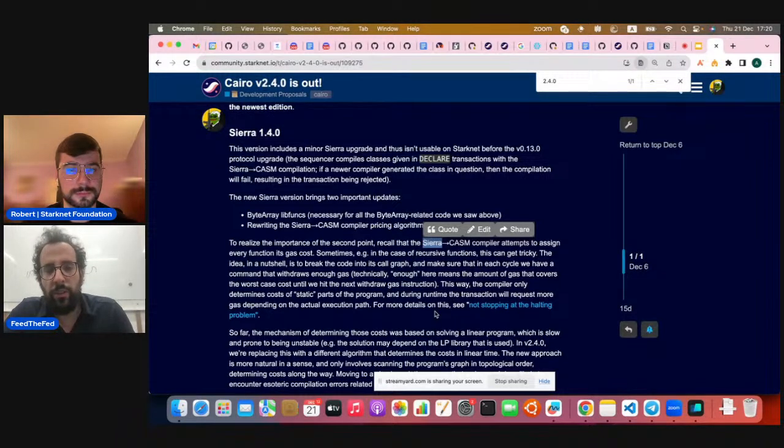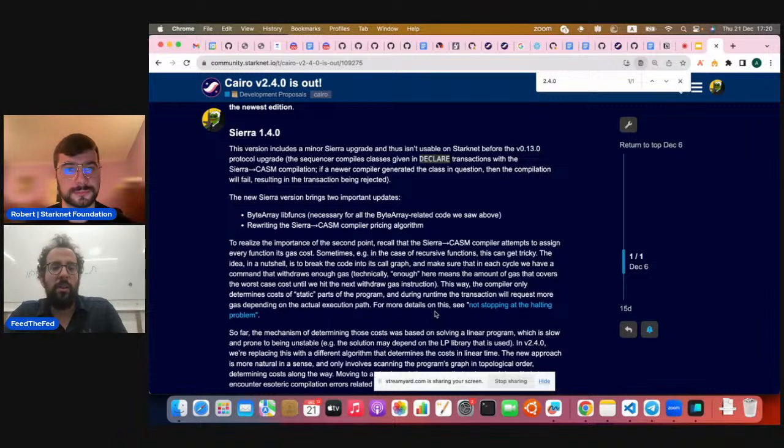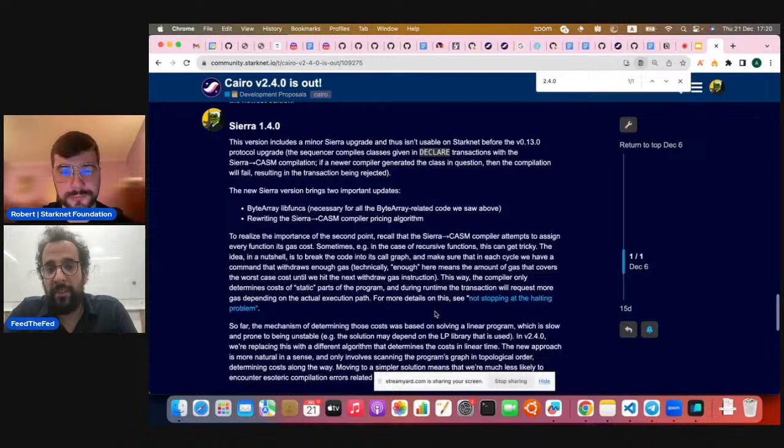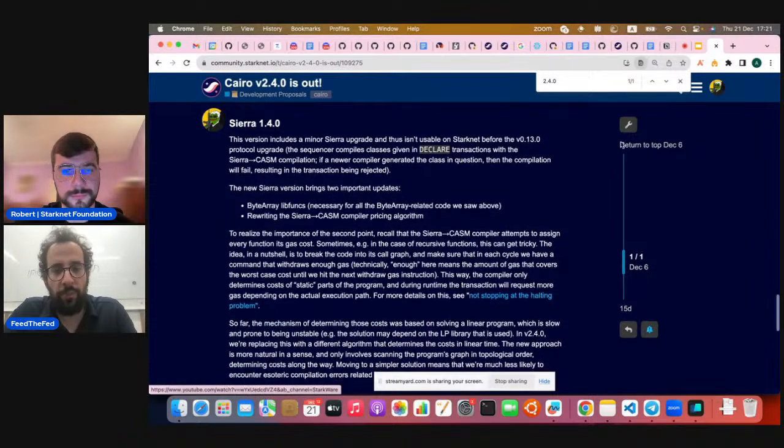I won't dive into it, but I will just say that there's a very nice mechanism in Sierra to dynamically count the amount of gas being used by the program. It used to depend on linear programming, which made the whole thing not really stable. And now we have a much more straightforward algorithm to compute the gas usage of the program, which is very nice. This is still not used in production, but it solves many compilation issues which were brought up on the compiler repository. So very nice.